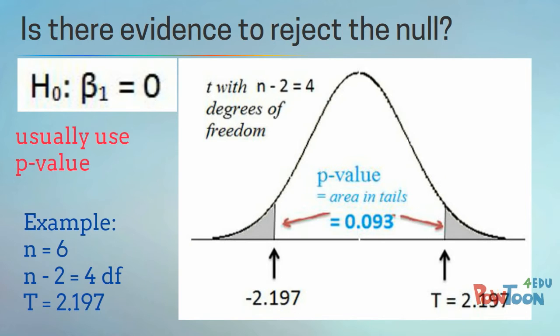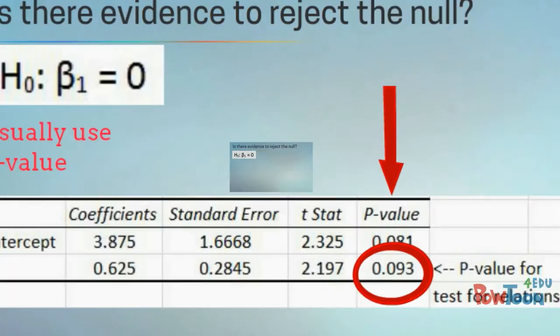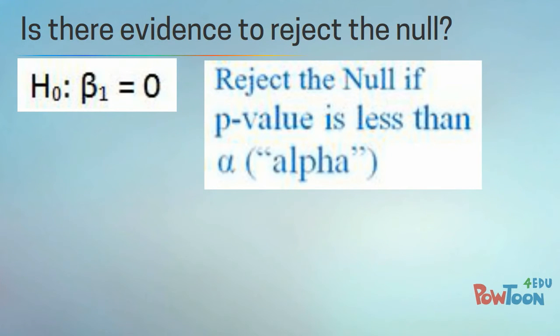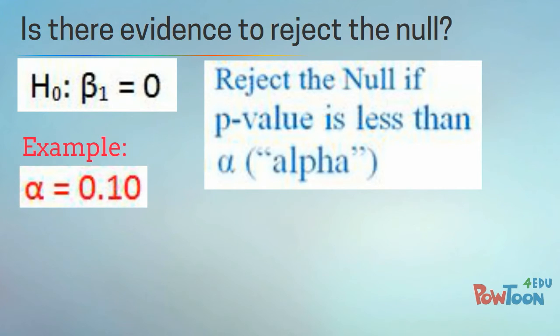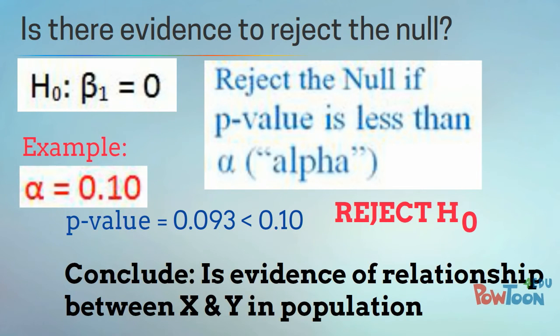Again, conveniently, the output from statistical software or Excel shows the p-value associated with the test statistic next to the value of the t-stat, often in a column labeled p-value or sig, standing for significance. As with any other hypothesis test, we reject the null when the p-value is less than the significance level alpha. For example, if we used alpha equals 0.10, since the p-value is 0.093, we would reject the null that says beta 1 equals 0, and we conclude there is evidence of a relationship between x and y in the population.